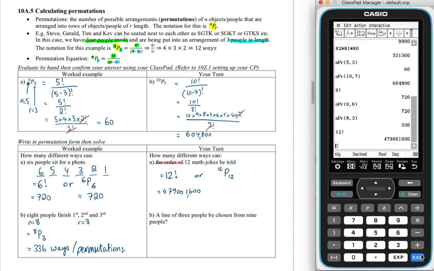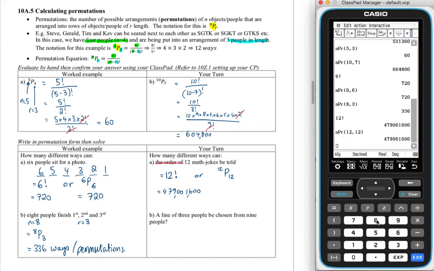that rather large number there. So 479,001,600 ways of telling those 12 math jokes. Wow, it's quite a few. And to confirm that, we can go shift 8 to get our permutation up and go 12, 12, and let's see if the same number pops up.